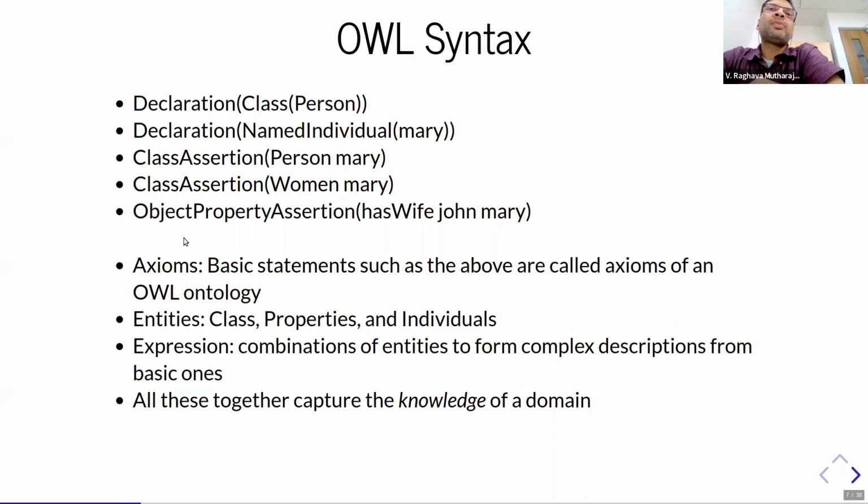Okay, so this is an example of a functional syntax. You declare that Person is a class using this declaration. Mary is a named individual. You don't have to associate Mary with any class, so you can just leave it as an individual, right? But when you assert it, you are converting this to an instance. So now Mary is an instance of Person, Mary is an instance of Woman. And the object property assertion states that John has wife Mary. Right, and these are all called axioms, which we have already looked at. So you have the T box axiom, A box axiom, R box axioms.